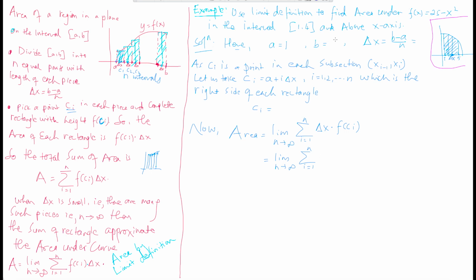What is b? b is 4. So delta x will be (4 minus 1) over n. That will be 3 over n. That is delta x, right? Each of these has length delta x, which is 3 over n.